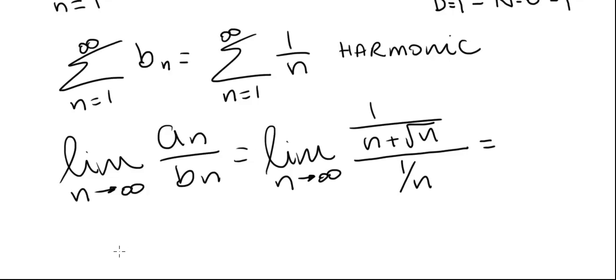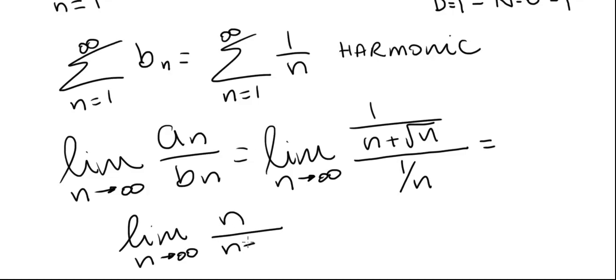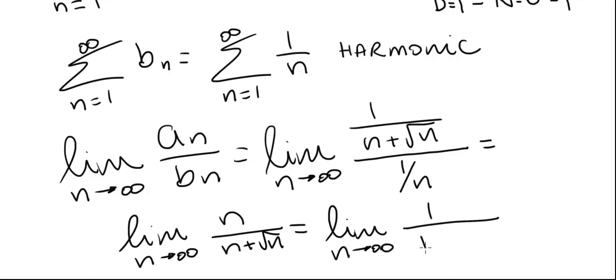This becomes the limit as n goes to infinity of n divided by n plus square root of n, and we can divide everything by n, so that's equivalent to the limit as n approaches infinity of 1 divided by 1 plus 1 over square root of n.